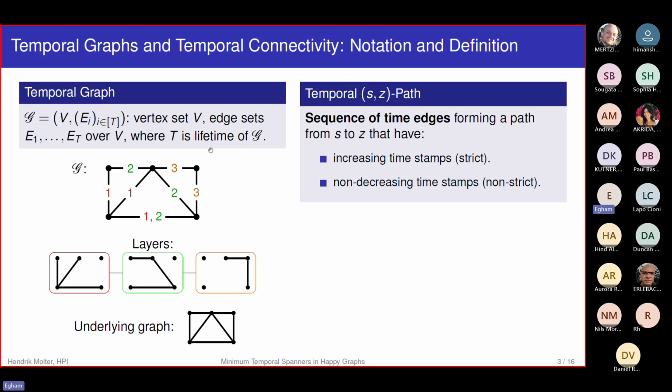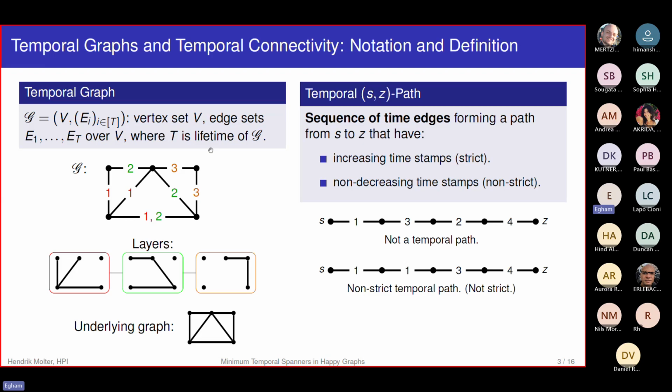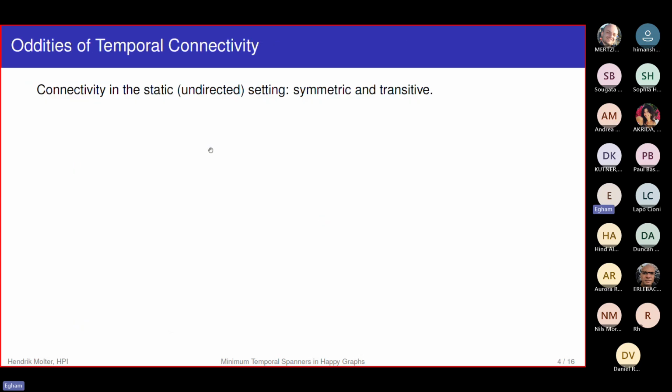If you talk about connectivity in temporal graphs, the main thing to take care of is that we can talk about non-strict connectivity, where you are allowed to take several steps at the same time, like in this example here, or strict connectivity, where each edge that you take has to have a strictly larger label than the previous one. Okay.